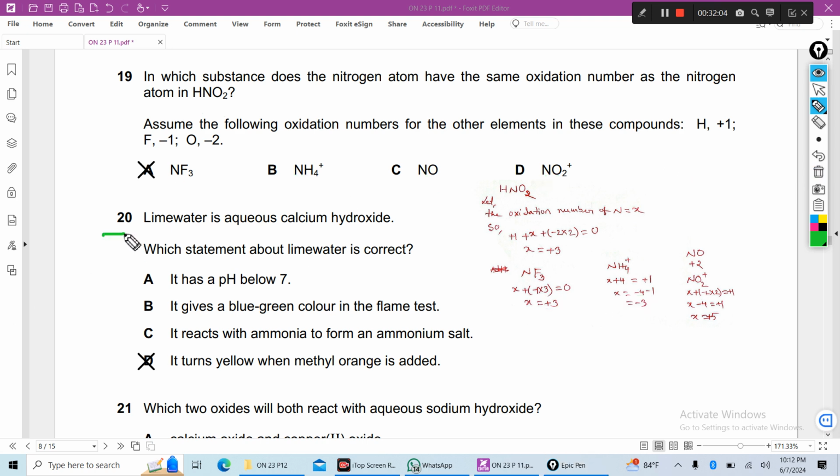Next, 20. Lime water is aqueous calcium hydroxide. You know, calcium hydroxide is the lime water. Whose statement about lime water is correct? It has pH below 7. No, it is alkaline, more than 7 it will be. This is wrong. D is the right answer. It turns yellow when methyl orange is added. Calcium hydroxide is an alkali, so in alkali methyl orange shows yellow color. This is the right answer, D.